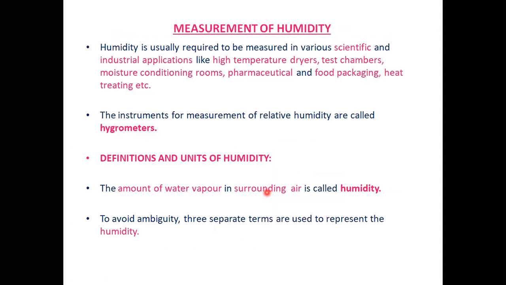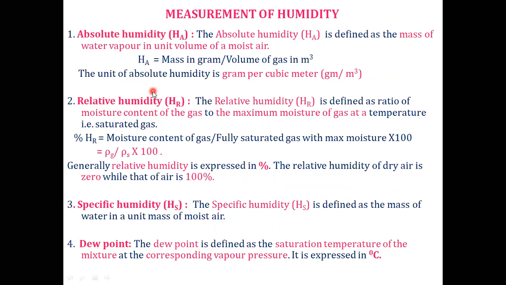Next one is humidity measurement. For humidity measurement, we call the instrument a hygrometer. The amount of water vapor in the surrounding air is called humidity. There are different types of humidity: absolute humidity, relative humidity, specific humidity, and dew point.